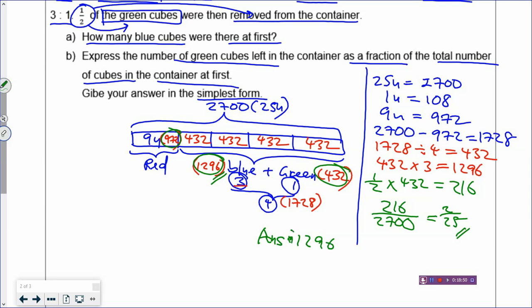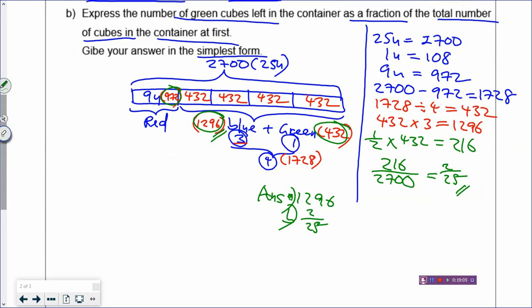1296 blue cubes at first, right? You have 1296 blue cubes at first, and what is the fraction, right? Which is 2 out of 25.